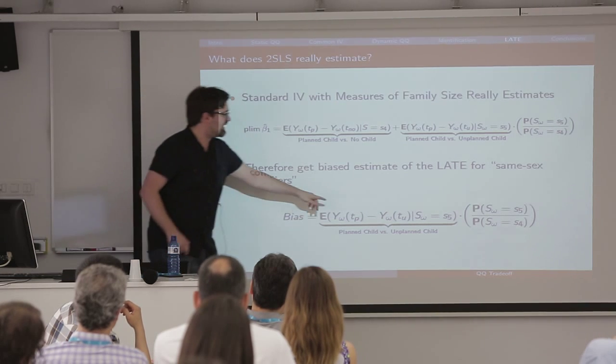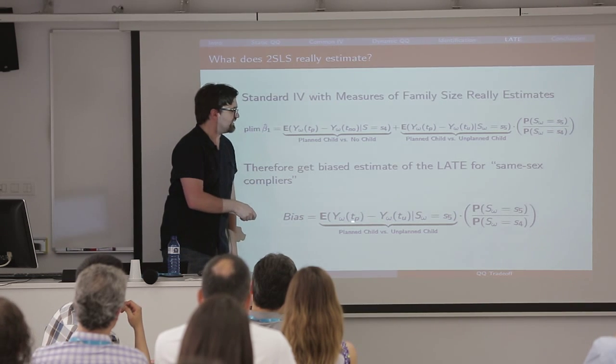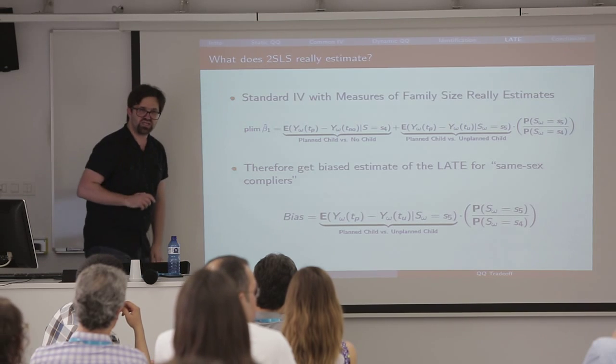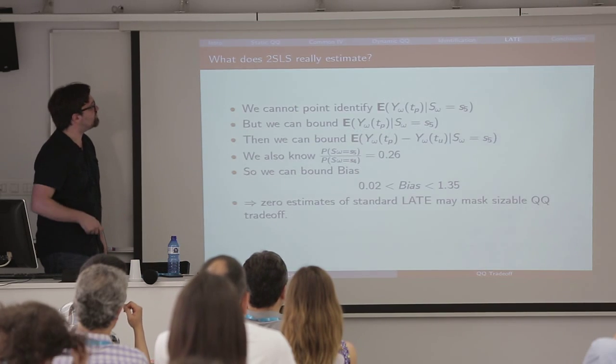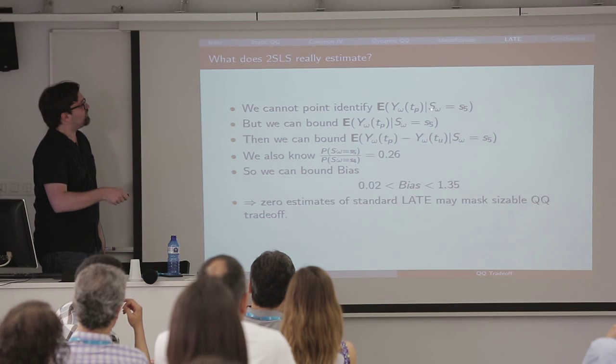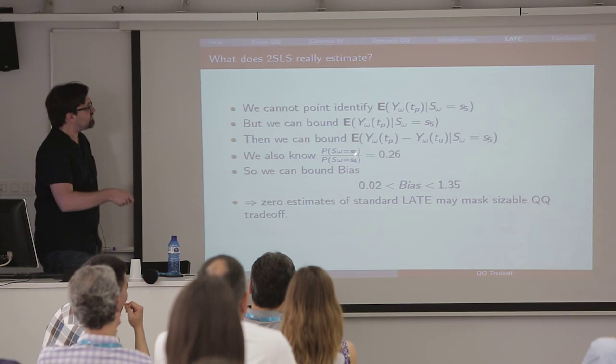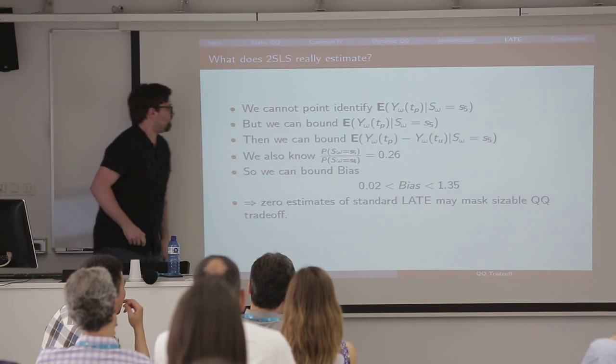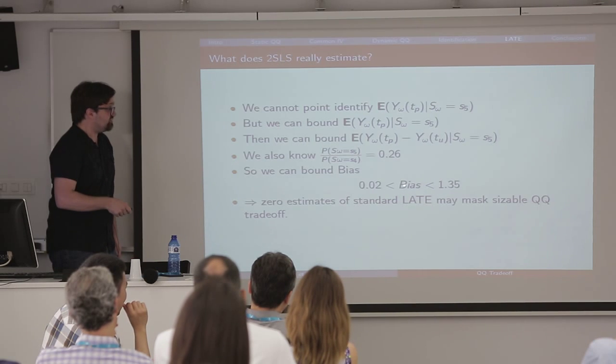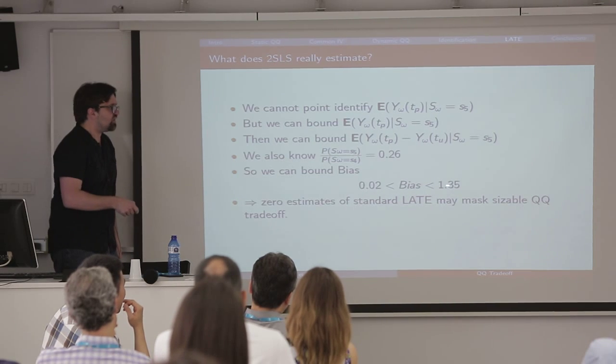Now the problem is, remember, I couldn't identify Y omega TP for type 5, but I could get bounds. So we couldn't point identify this, but we could bound it. So essentially, what we are going to get is that the bias is bounded by almost 0 and 1.35.